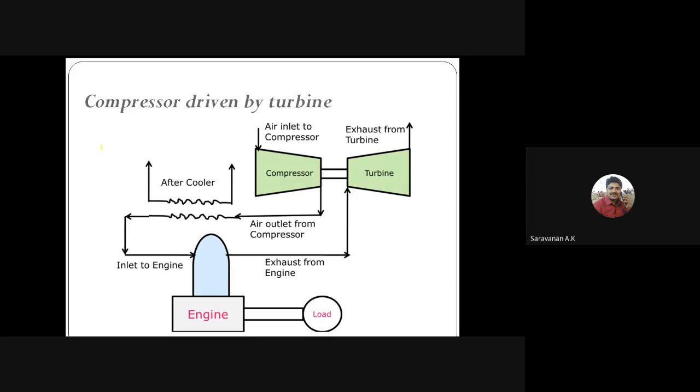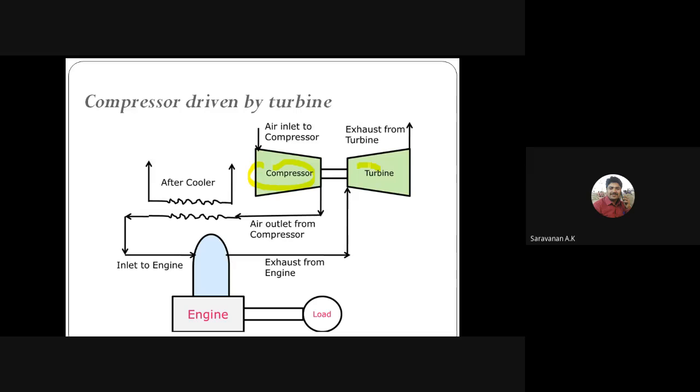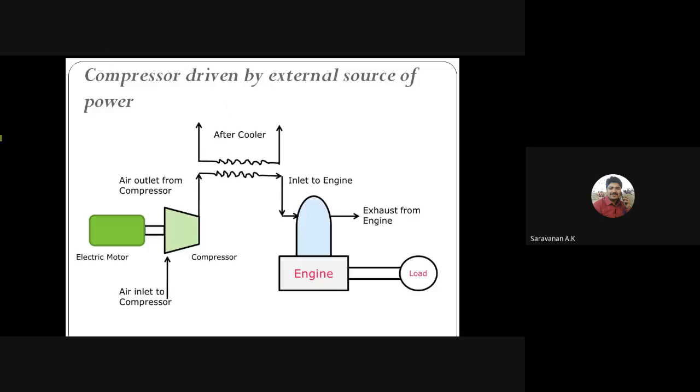And the second one: here you can see how the compressor runs. The compressor will be driven by the turbine. It is the second method. And the compressor can also be run by an external source. From the external source the compressor will run. This is one type of method.